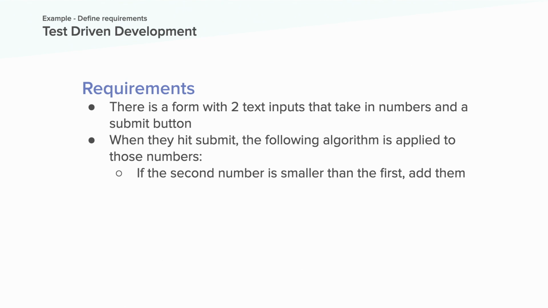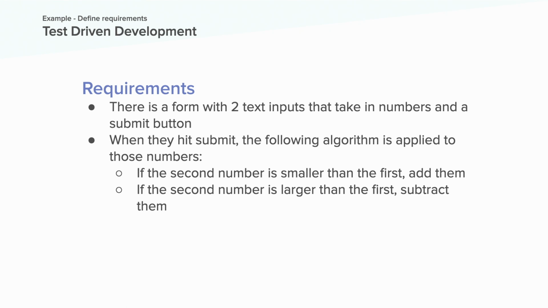If the second number is smaller than the first, add them together. If it's larger, subtract them. So pretty menial and boring, but that's our algorithm. Display the output to the screen. That also we already knew, but now we've got something to work on here. So now, we're not done with requirements.